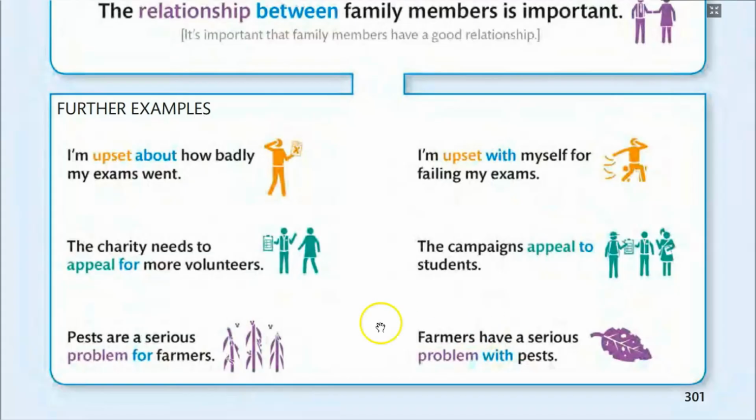So you can see that. Upset about, upset with myself. So it's you now. Upset about the exam. Charity needs to appeal for more volunteers. Appeal to, so you can see that.